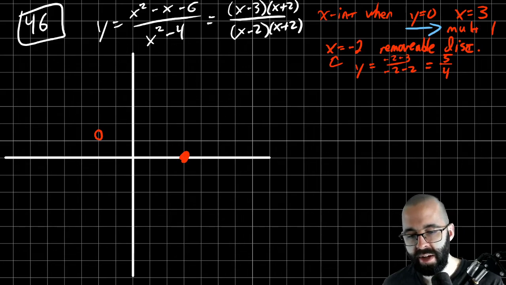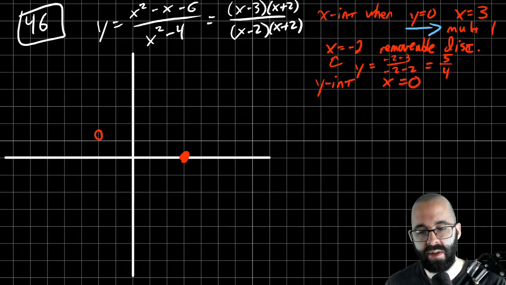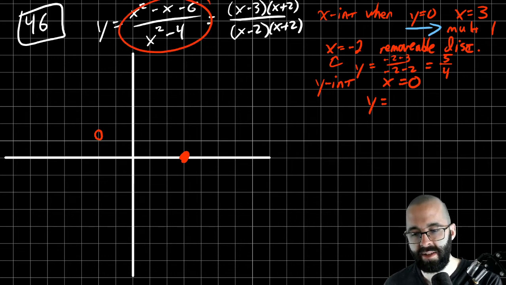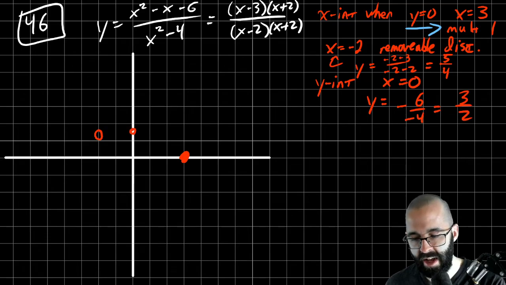The other things that we were asked to look at were the vertical asymptotes and the y-intercept. The y-intercept is when x equals 0. The y-intercept is going to be, let's look at this form. It's a little easier. When x is 0, we get negative 6 over negative 4. Positive 3/2, or 1.5.